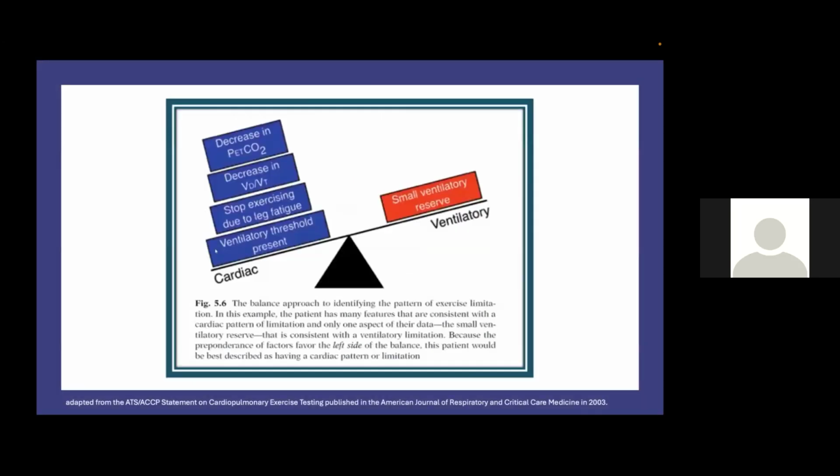So we cannot use a single parameter to identify the limitation. We need to look at many parameters to have a balanced approach to exactly identify the limitation. Then we can identify it after we look at many numbers. Sometimes you have contradicting parameters, but usually we're looking for several parameters that confirm one limitation over the other.